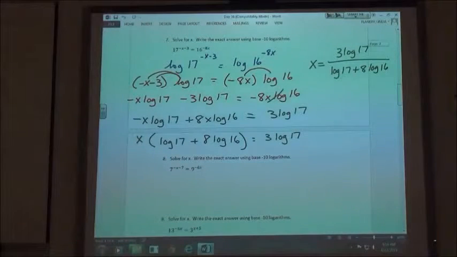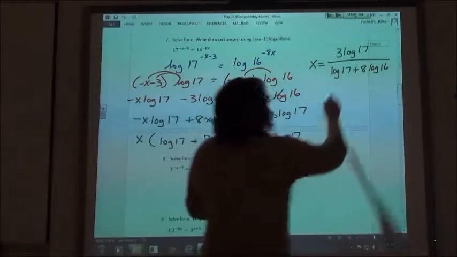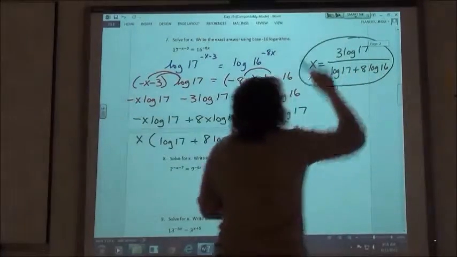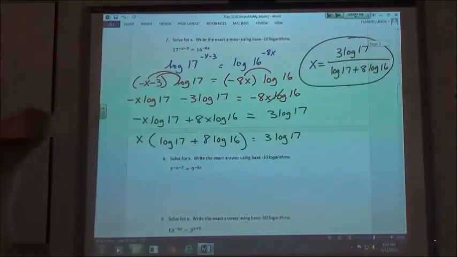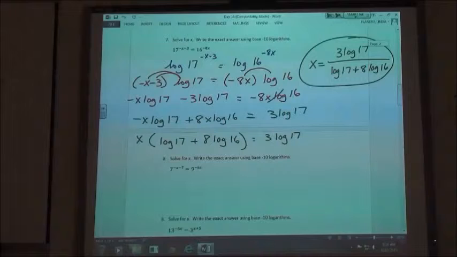Now in this one, in the directions, it says write the exact answer using base 10 logarithms. So we're not going to use the calculator to figure that out. We're just going to leave the answer in that form with the logs in there. That's the answer. If we really wanted to find out a decimal, we could, but they tell us leave it in logarithmic form there. Leave it using base 10 logarithms.